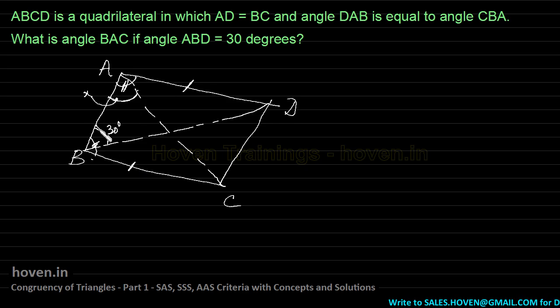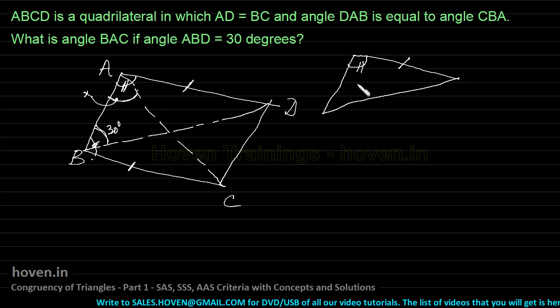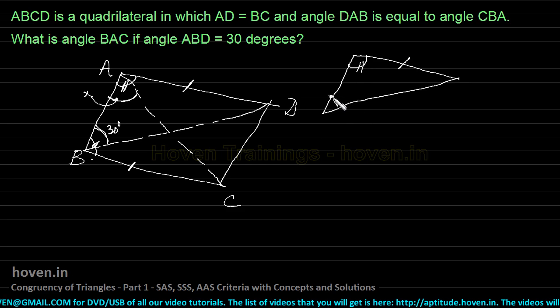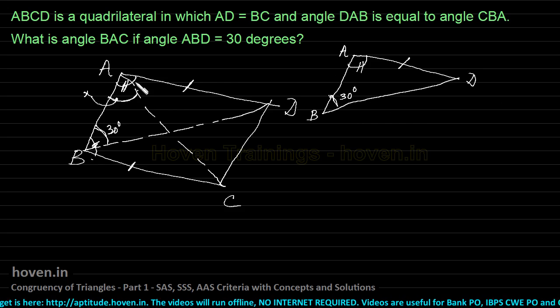So let me first of all take this triangle out separately so that I can clearly show what is the story. This triangle can be taken out separately. This I have ticked and this entire I have double ticked, and this angle is 30 degrees. So if I mark this as A, B and D, this part, this 30 and this one, this is ticked and this is entire there.